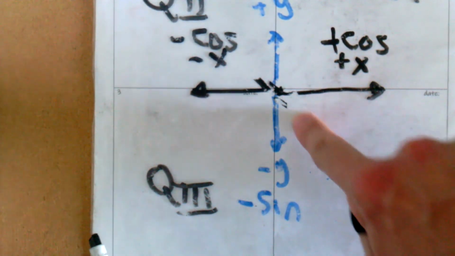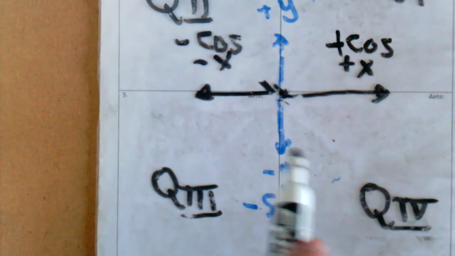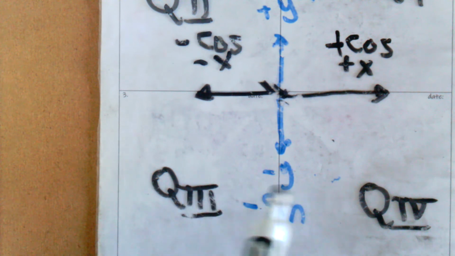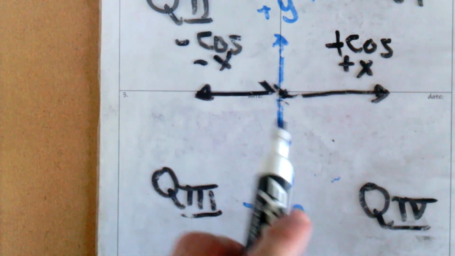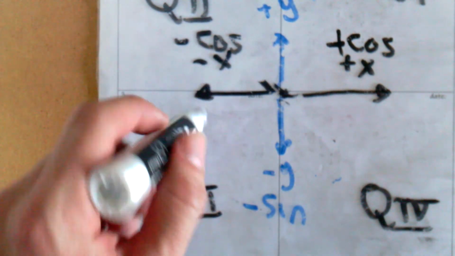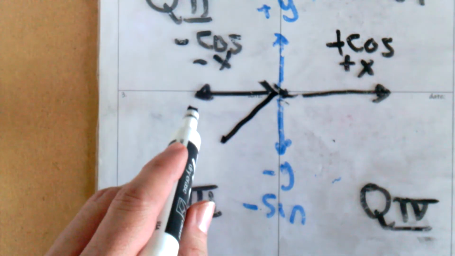In fact, go ahead and pause the video. Try to find it on your own. In which quadrant is sine negative and cosine negative at the same time? Okay, did you find it? So we know that sine is negative when we go down. So we're either in quadrant 3 or quadrant 4. And cosine is negative when we go to the left. That means we're in quadrant 3, where sine is negative and where cosine is negative.